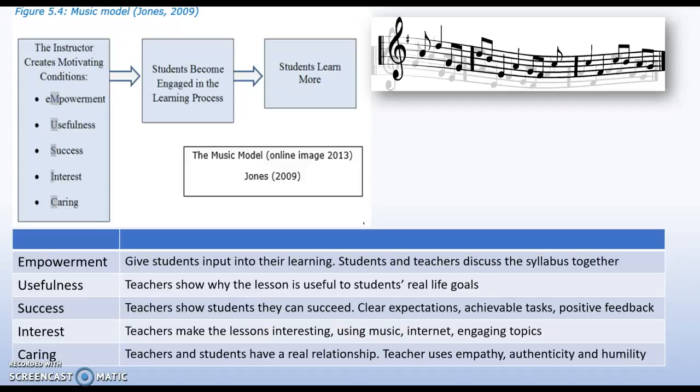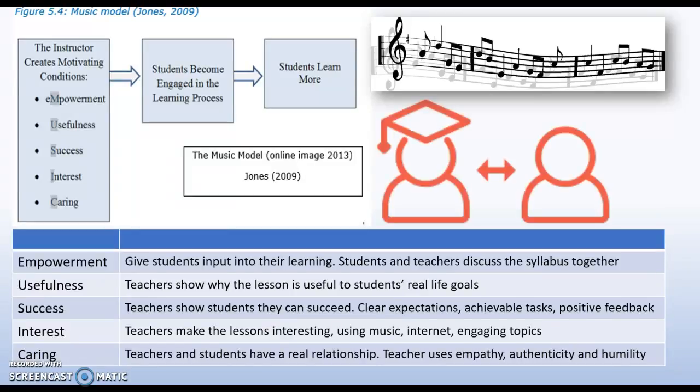There has to be interest. The syllabus needs to be personalised towards the student's individual personality and their own learning goals. And finally, there needs to be a dialogue. The teachers and students need to have a real relationship involving authenticity, empathy.